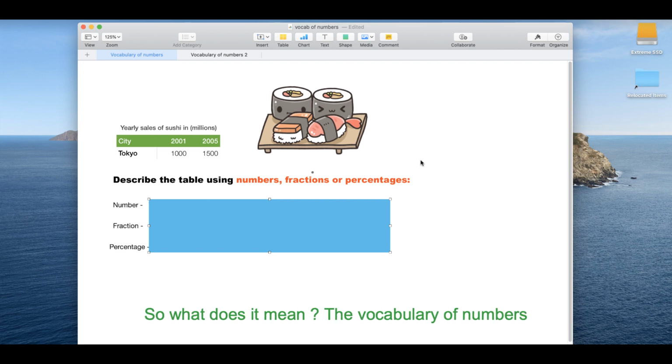Numbers. So what does it mean, the vocabulary of numbers? It's pretty simple. Basically, if you have an IELTS writing task 1 table or chart and you have data in them, how do you talk about that data using words? And I'm going to give you a few ways on how you could do this, which will help you improve your score on your IELTS exam.